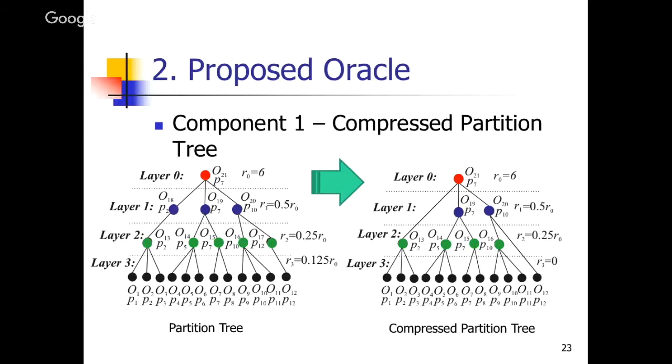Okay, then we transform the partition tree into the compressed partition tree. So we first find all the nodes in the partition tree with only one child. In this case, there are two nodes with only one child, O18 and O17. The parent of O18 is O21, and the child of O18 is O13. So we remove O18 and assign O21 to be the parent of O13. And for O17, the parent of O17 is O20, and its child is O12. So we remove O17 and assign O20 to be the parent of O12. And finally, we assign the radius of each leaf node to be 0.